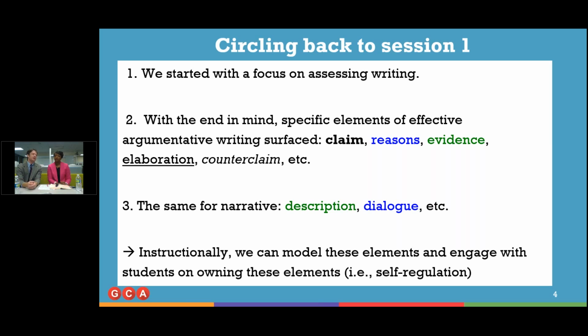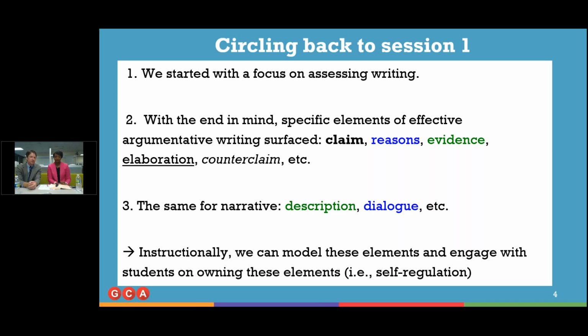So students really realizing that anytime I sit down to write an argument, I'm going to aim for a clear claim, that if I'm writing a longer argument, I'm going to have relevant reasons that I'm using to support my claim, so on and so forth. And really the same would be true for narrative writing.